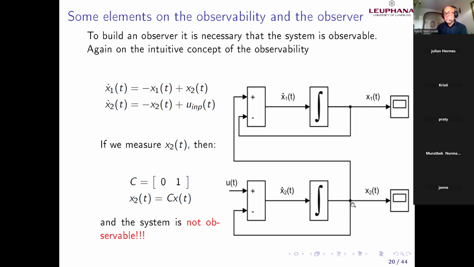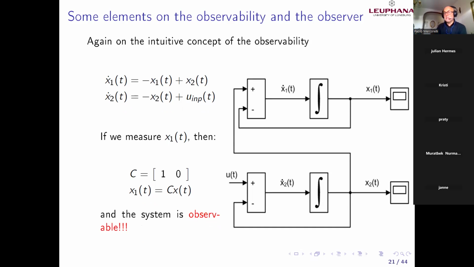But measuring x2 is easy, as before, to realize from this scheme that the system is not observable. It's not observable because I don't have any idea about the variation of x1, because x1 does not contribute to the dynamic of x2. The reason is here. x1 is not represented in the dynamics of x2. The system is not observable if I measure x2.